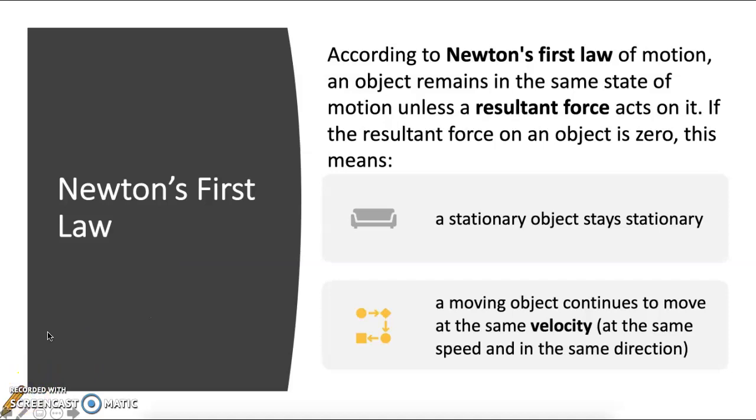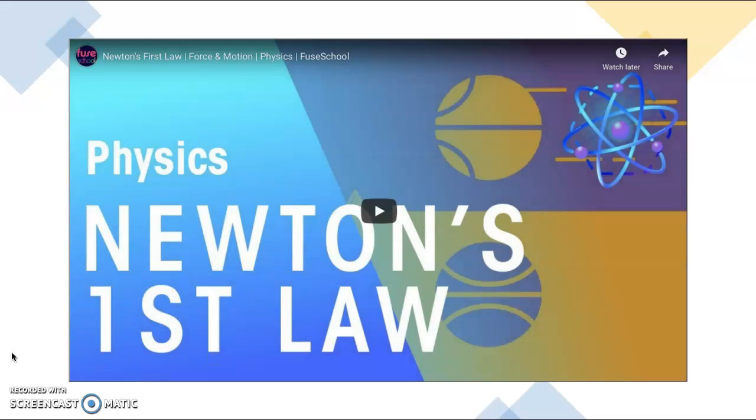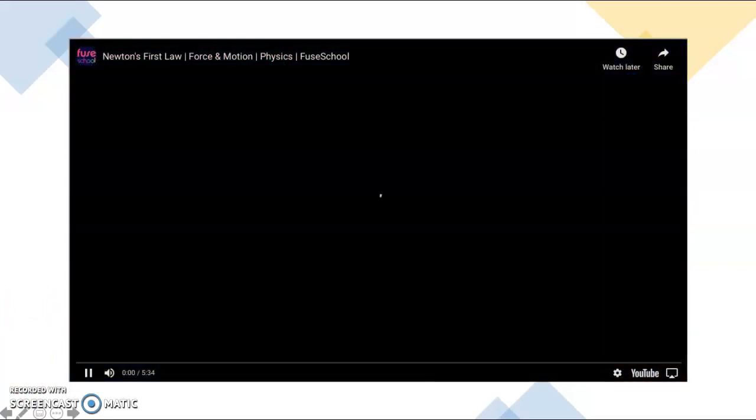Try and think back to yesterday to remember what a resultant force is. Remember, it's the overall force acting on an object. You will also notice that in the bottom left-hand corner of this slide there is a pencil, so you need to make sure that this slide is written down in your notes for today. Once you have written down these notes, you can go to the next slide, which is a YouTube video, which is an explanation of Newton's first law. So take a look at the video, and then once you've done with the video, you can move on.